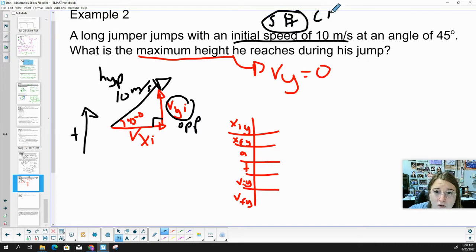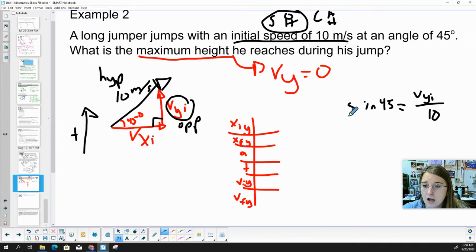That's the SO in SOHCAHTOA, right? Opposite over hypotenuse. So I've got sine 45 equals VY initial over 10. I can think about this like cross multiplying. I'm going to multiply the 10 over. I've got 10 times sine 45 equals VY initial.